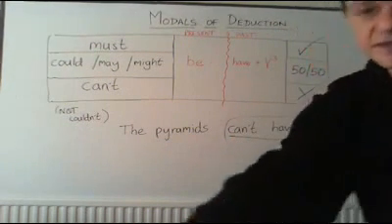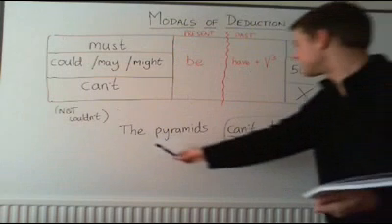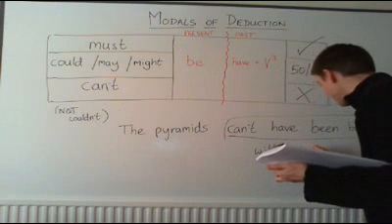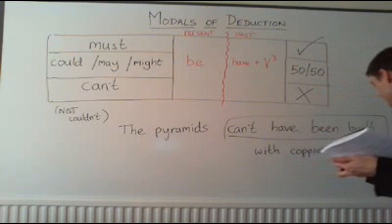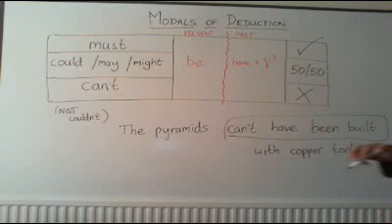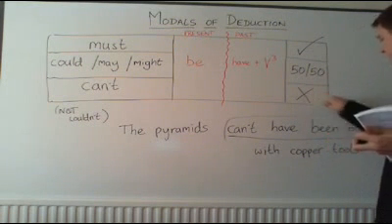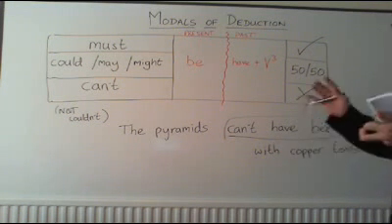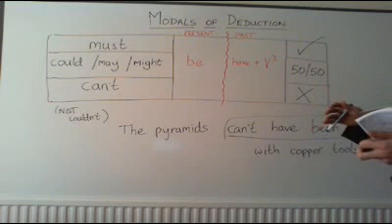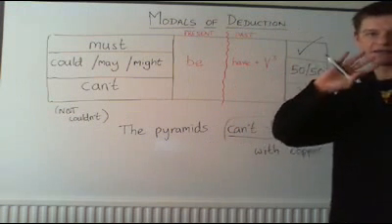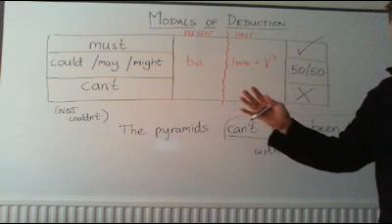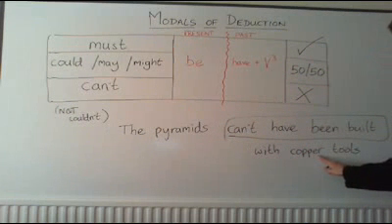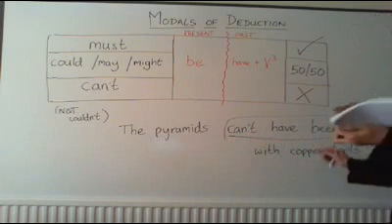Can you see all of that? Yes, so perhaps I say the pyramids can't have been built with copper tools. This means that, in my opinion, it's certain that they weren't built with copper tools. Perhaps because I believe that the building is too perfect, too advanced, or even the shape and the size of the blocks. I think that the stone was too hard to be fashioned with copper tools, and so I say they can't have been built with copper tools.